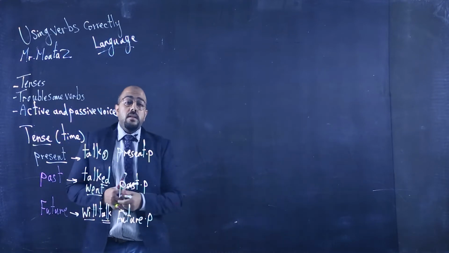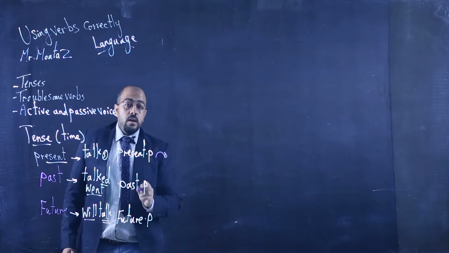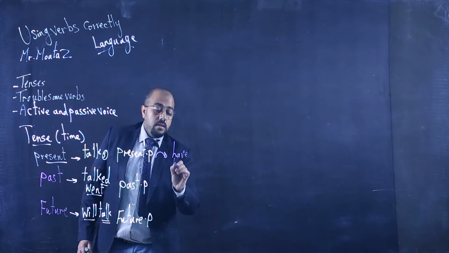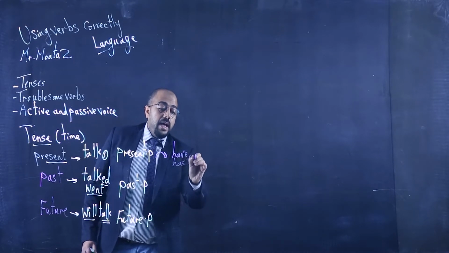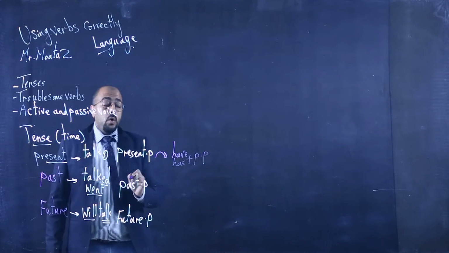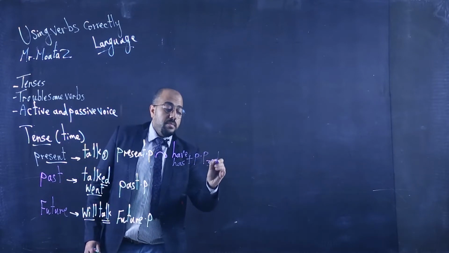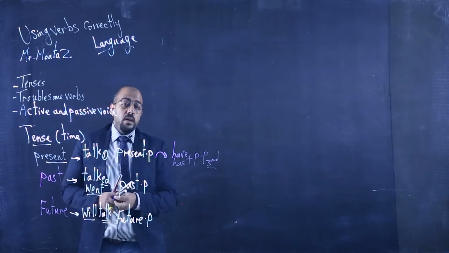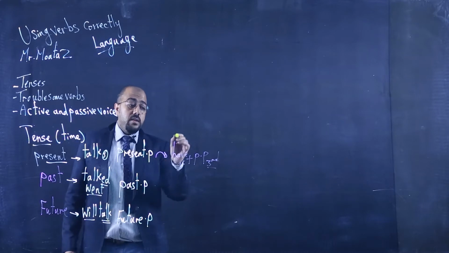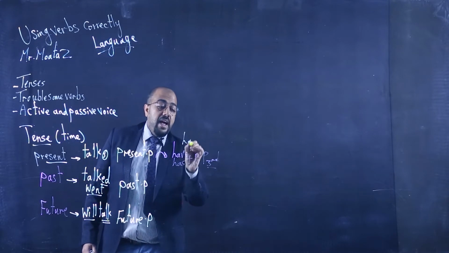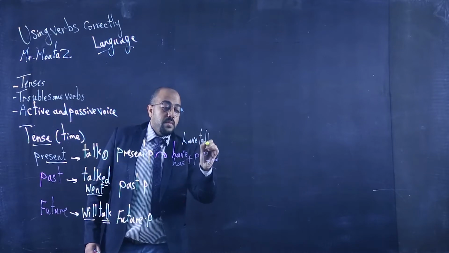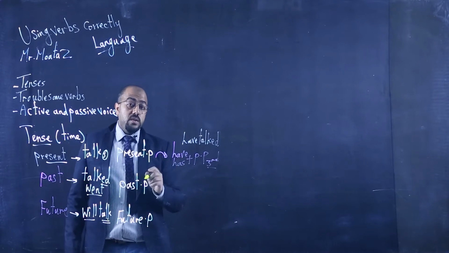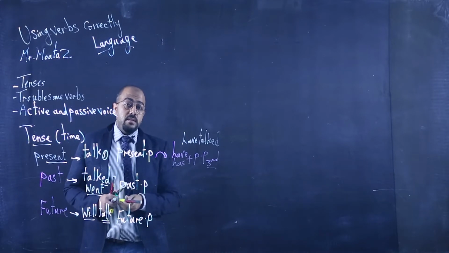The perfect one of the present: we have the form of have and has plus the past participle, or we call it the third form of a verb. So we have, for example, talk, talked, and talked. So the perfect will be have talked, or it can be has talked, the singular one.